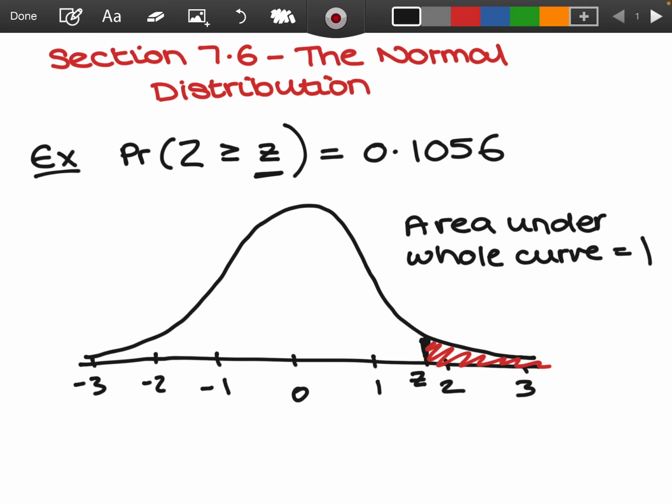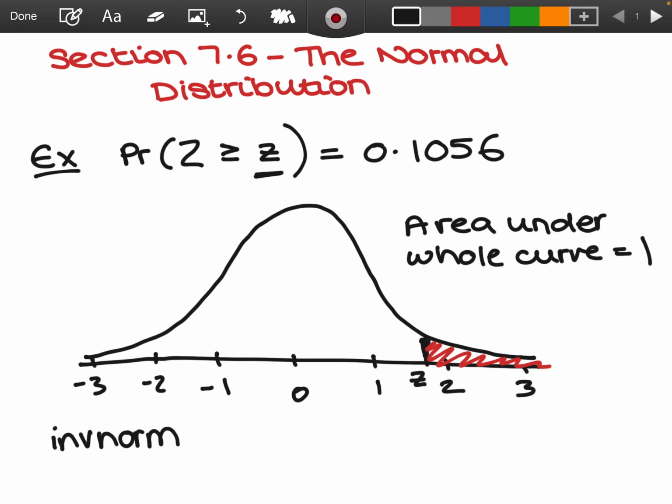So what I need to look at in order to plug this into my calculator, and this is a big deal: when you go to inverse norm on your calculator, we're going to go to second, distribution, and then inverse norm. It's the third option down. It will ask you for the area, the mean, and the standard deviation. The area that you plug in is not necessarily the area that you are given. In order to calculate that value, it wants the area to the left of the value that you want.